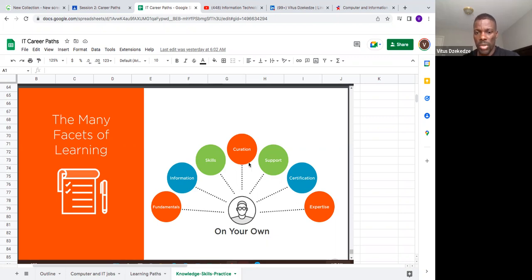Okay. Now, curation is being able to identify or organize your information in a particular way. Curation, again, used to be done by schools.